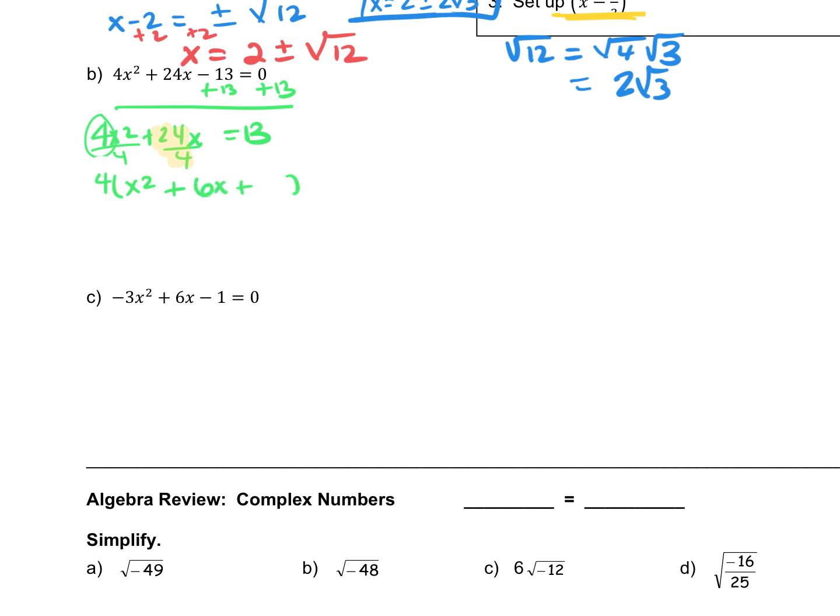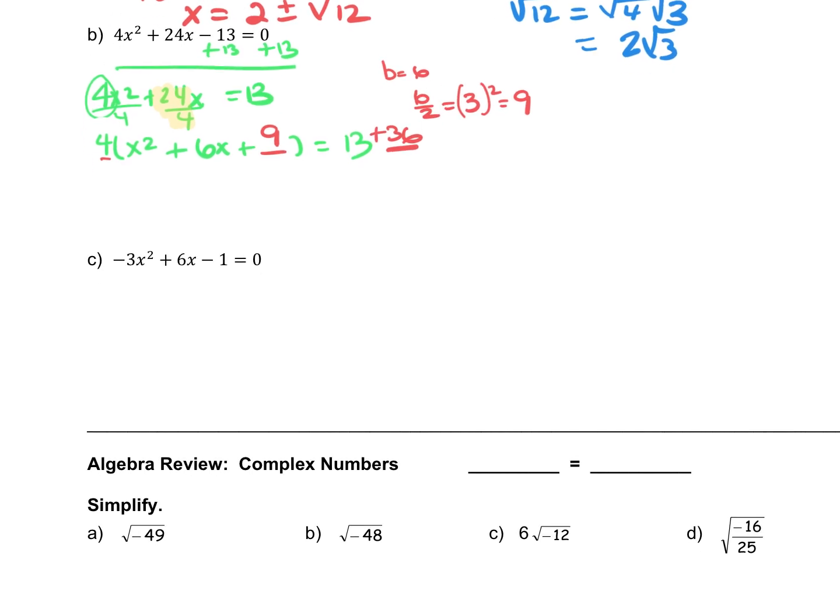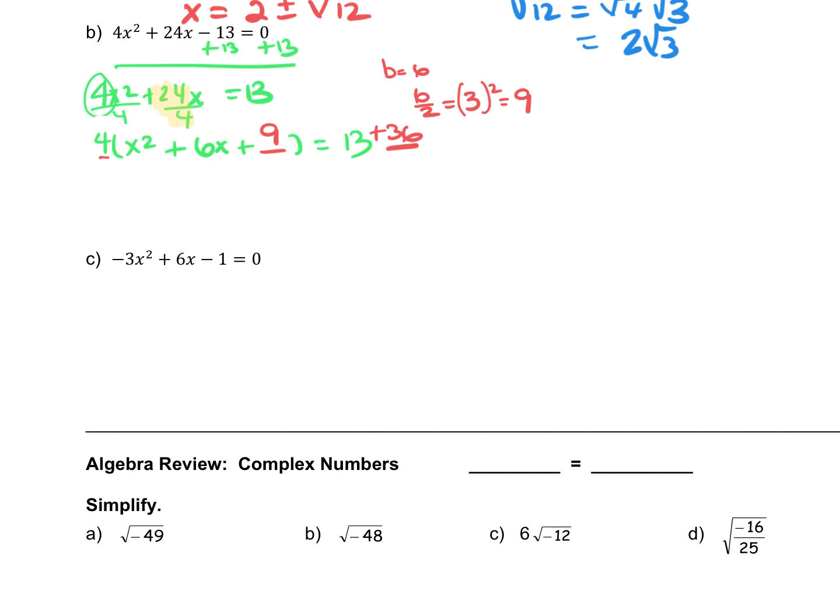And I have a space, so I know that I need to add something here and then something here. So b is 6. We take 6 divided by 2, which gives me a 3. I'm going to square that, and I get a 9. I'm going to add 9 here, but on the other side, I need to add the 9 times the 4, and that's going to be a 36. I have to pay attention to what we pulled out. So on this side, we're going to have a 4 times the quantity x plus 3, squared, equals 36 plus 13, which is 49.